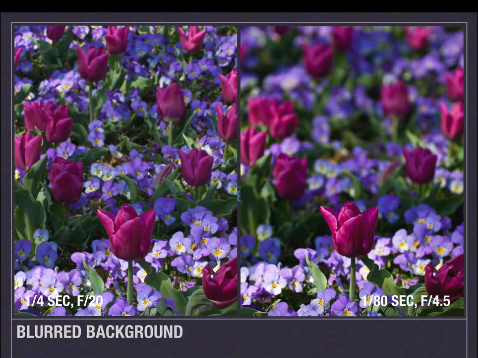Here again, I have on the left a quarter second at f20, and you can see for the most part the tulips and the pansies are in focus to about, I would say, halfway through the image. And if we look at the one on the right at 1/80th of a second at f4.5, pretty much it's only the bottom quarter or less that's in focus. Those exposures are virtually identical. Quarter second at f20 is the same as 1/80th at 4.5. Again, you make the decision from a creativity perspective of how you want to show this field of flowers.